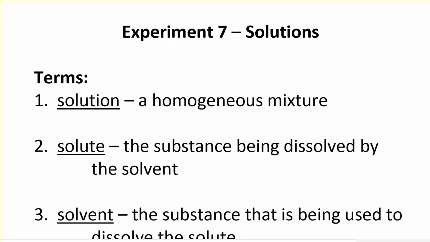Experiment 7 covers solutions. Let's start with a definition. A solution is a homogeneous mixture, and it's mixed on the molecular level. The particles that are dispersed are small, just one molecule or ion each, and each one is surrounded by the solvent molecules. This is clear. You can see through it, not cloudy. An example of a solution is apple juice.